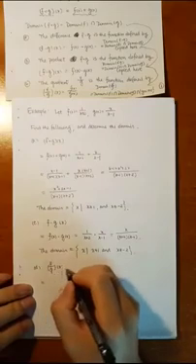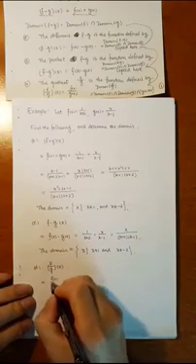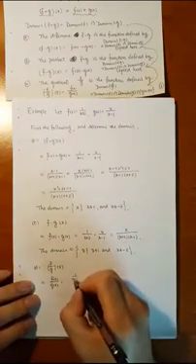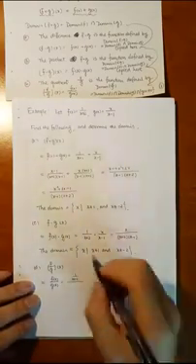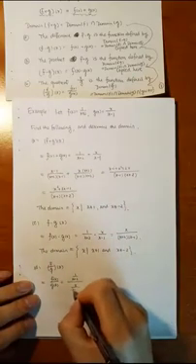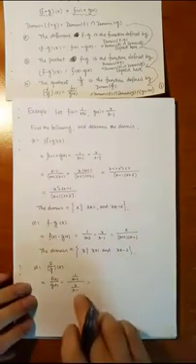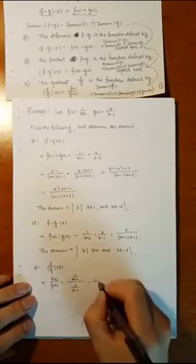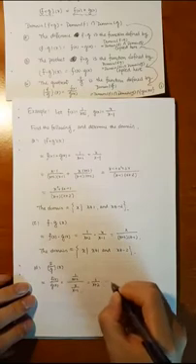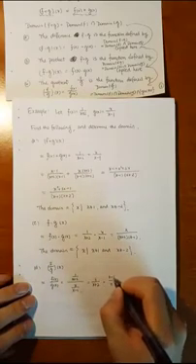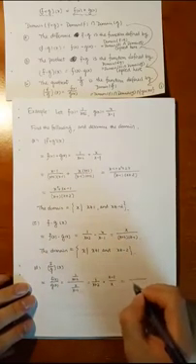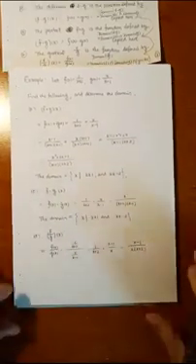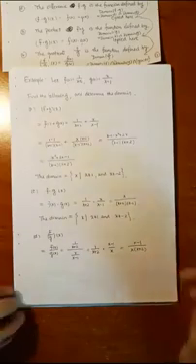F over g of x is f(x) over g(x). f(x) is 1 over x plus 2, g(x) is x over x minus 1. We know that when you divide a rational expression by the second rational expression, you change it to the multiplication, and it looks like this. This one, let's talk about the domain.